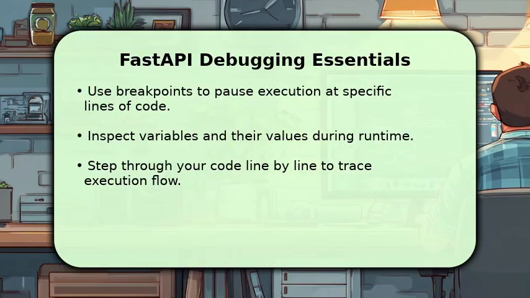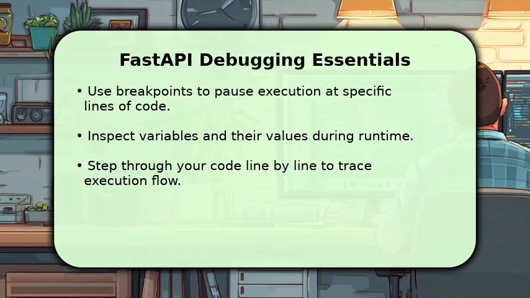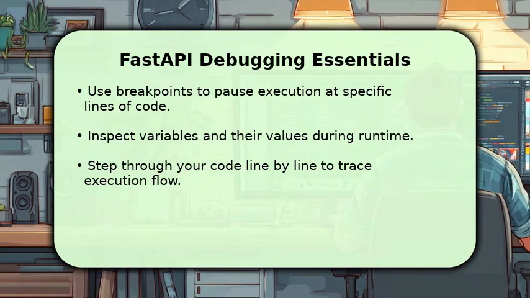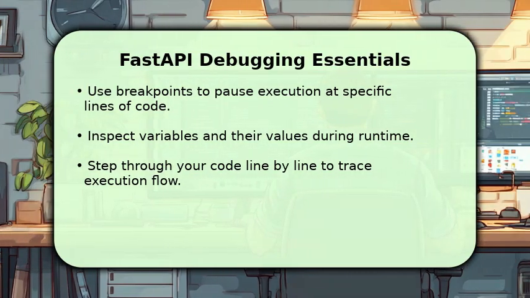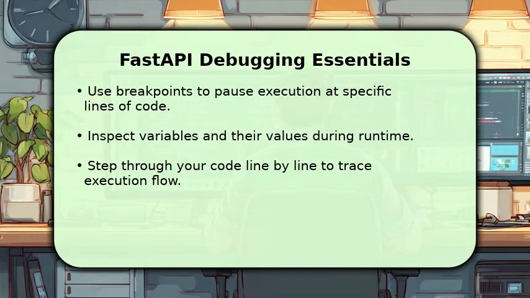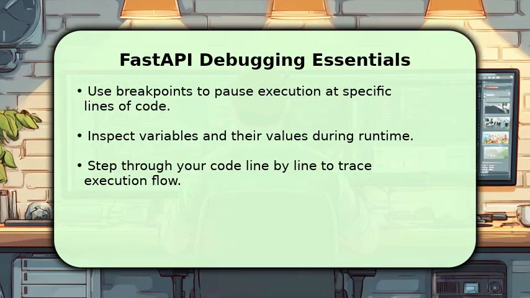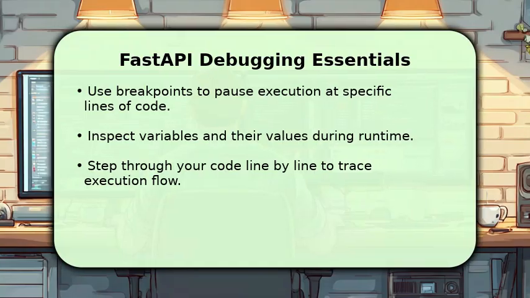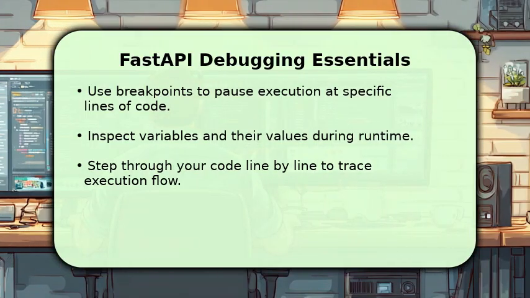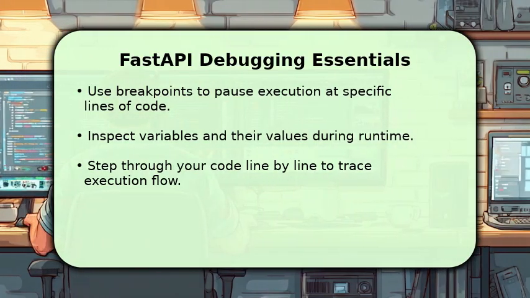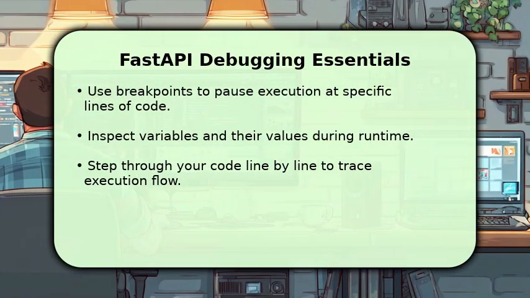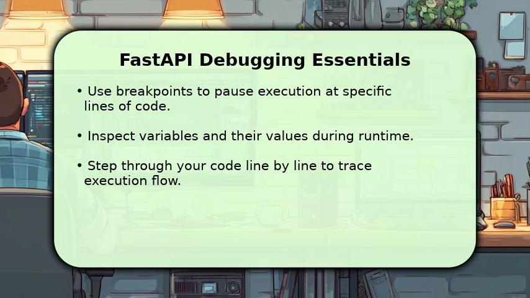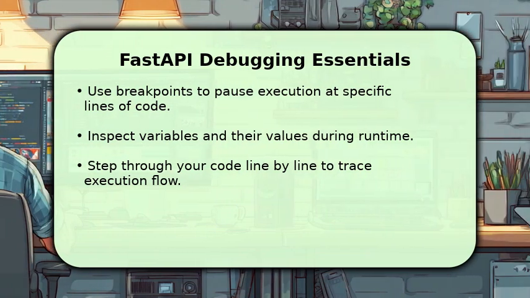You'll learn to set breakpoints, pausing your code execution at precise lines. This allows you to inspect variables and their current values, giving you a clear picture of your application state. We'll also practice stepping through your code line by line, tracing the exact flow of execution. Understanding how to handle asynchronous operations, a common pattern in FastAPI, is also vital for effective problem solving. These techniques form the core of efficient debugging.